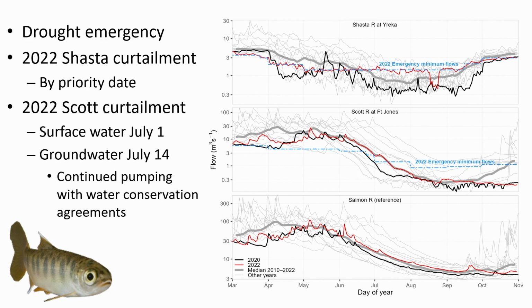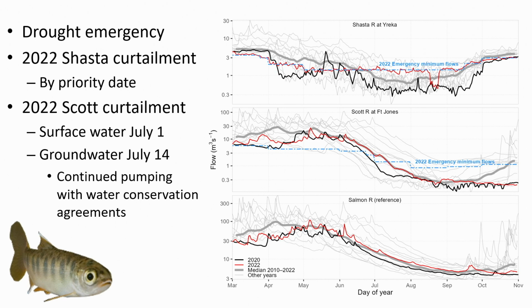In the Scott, surface water was curtailed in the beginning of July, and then groundwater a couple weeks later. But you can see there's a period of several months in mid and late summer where the river flows are way below what the emergency minimums were. And essentially what happened was that the state allowed groundwater users to keep pumping through the use of these water conservation agreements. And I'll circle back to those in a minute.